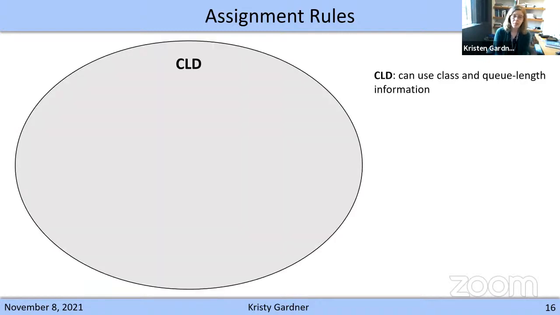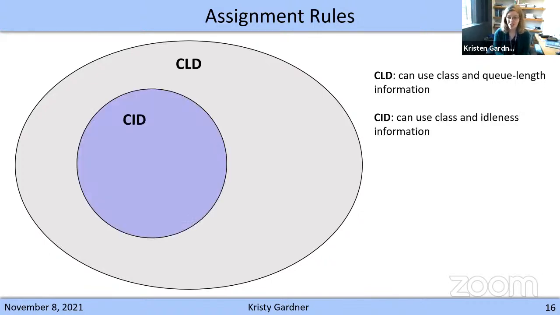So the largest assignment rule family that we consider is what we call CLD. CLD stands for class and length differentiated, and policies within this family can use both server class, server speed information, and queue length information when making assignment decisions. Within the CLD class, we have a smaller class called CID. CID stands for class and idleness differentiated, and rules within this family can use both server speed information and idle/busy status. So the example that we just walked through was an example of a CID policy.